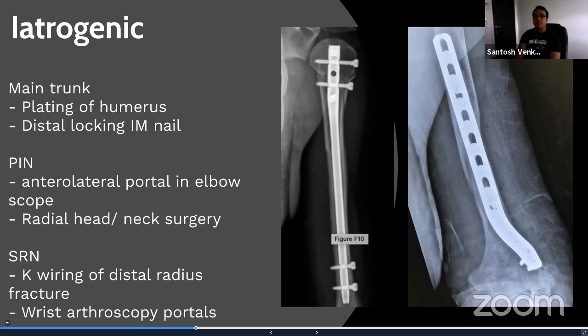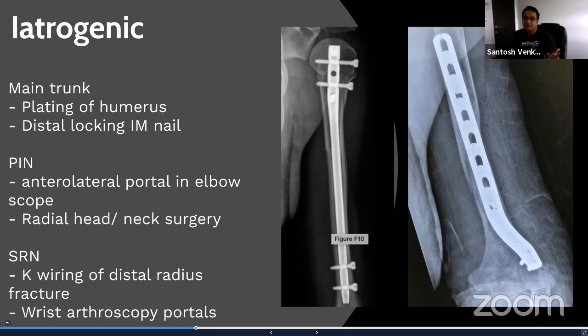Then one of the things we dread most is iatrogenic, because once this happens, then it is our responsibility. Common things could be plating of the humerus or interlocking nailing. This is mainly due to, in my experience, lack of knowledge or fear of exposing the nerve. If you know the anatomy and you expose the nerve, then it makes your life a lot easier. You can confidently do what you need to do, and you know that the nerve is intact.